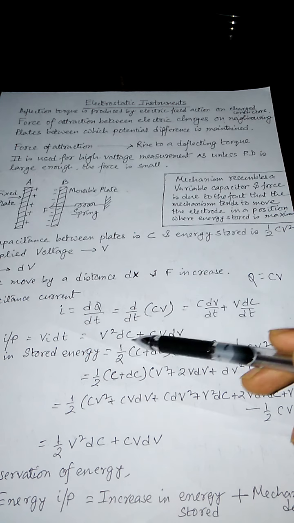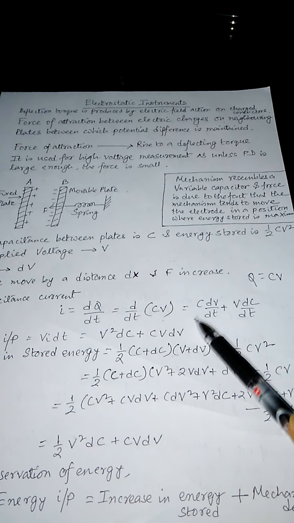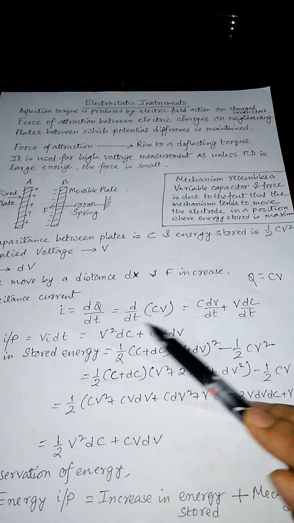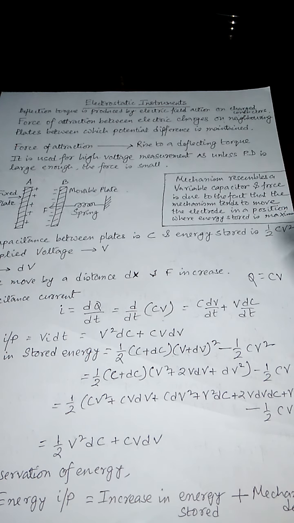If that is d/dt of CV and we do the differentiation, then what happens? That is C dV/dt plus V dC/dt. That is very common: the C dV/dt and V dC/dt parts.